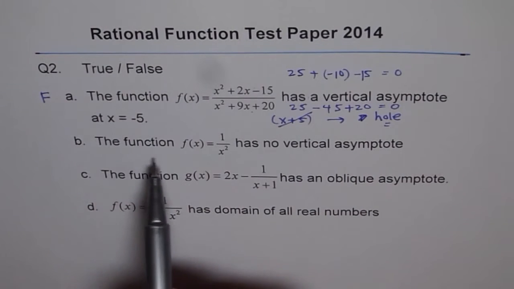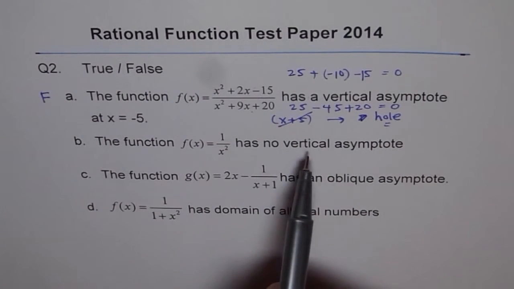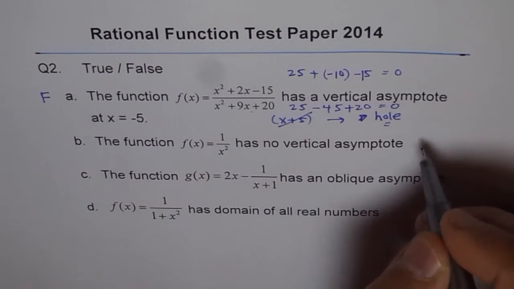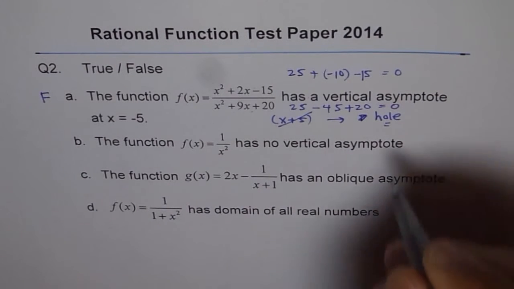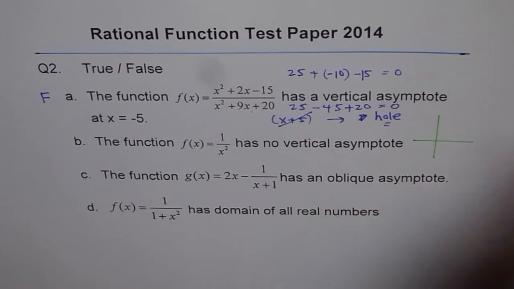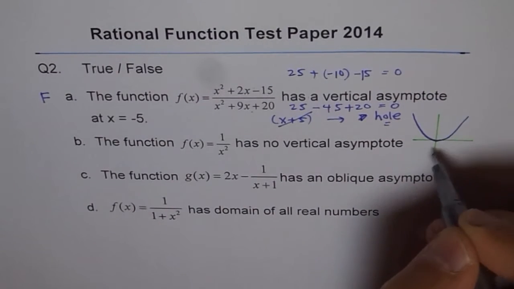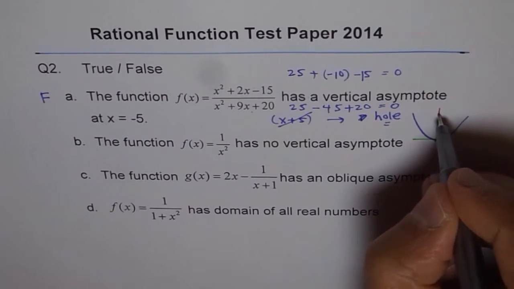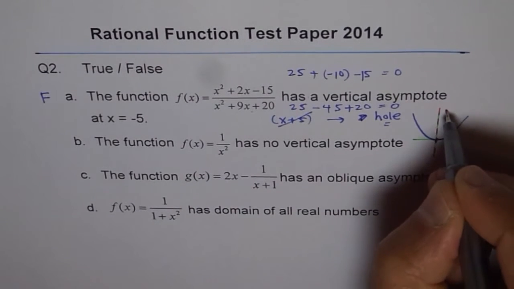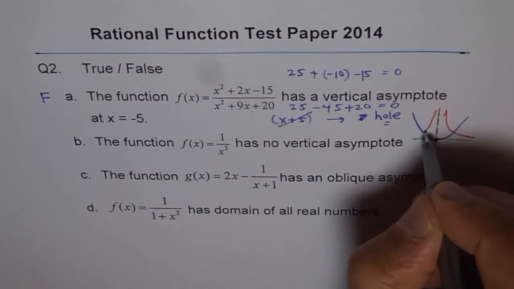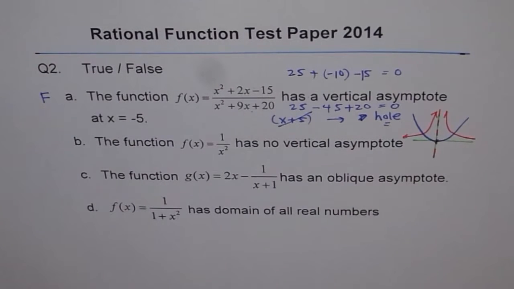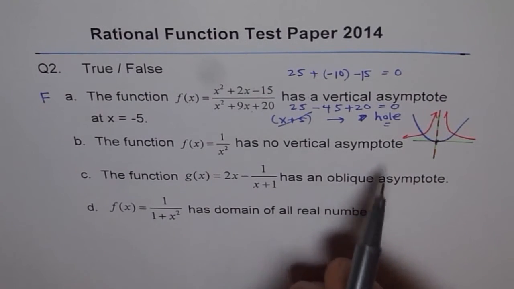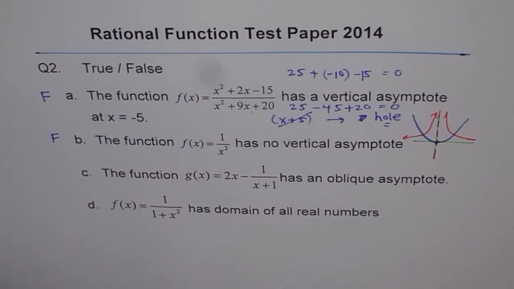Now part B is the function f of x equals 1 over x squared has no vertical asymptote. So these types of questions one should sketch. It takes a minute. Think about x squared, it touches the axis, so we have one vertical asymptote, right? So that statement is also false, and that is your vertical asymptote, correct? And the reciprocal function will look like this. Do you see that? Always positive, though, right? Increasing here and thereafter decreasing, right? So the statement that the function has no vertical asymptote is false.